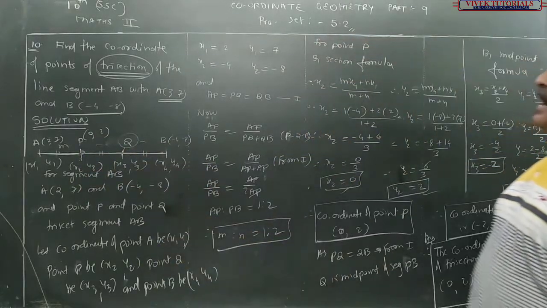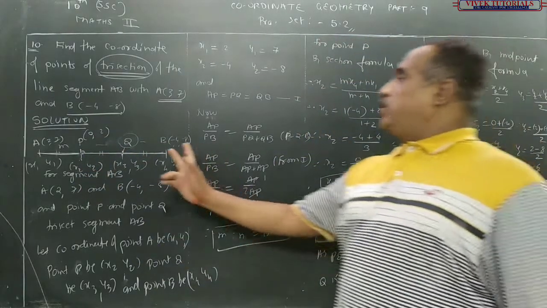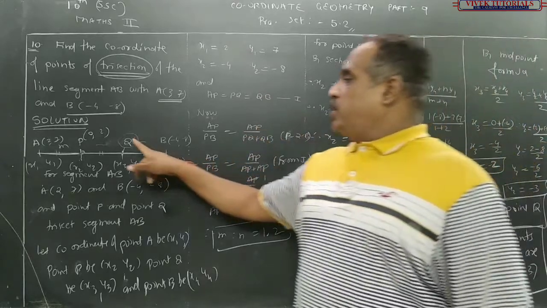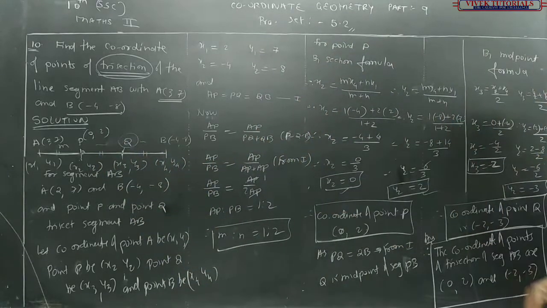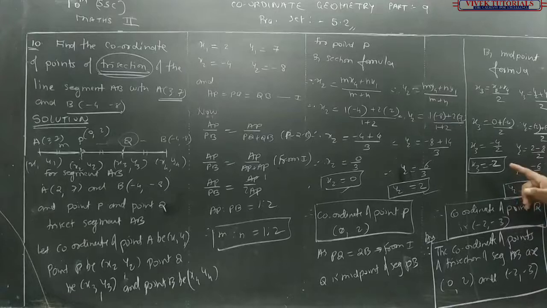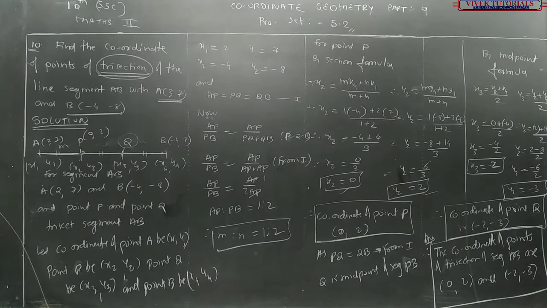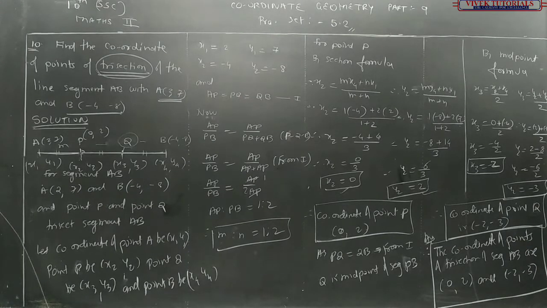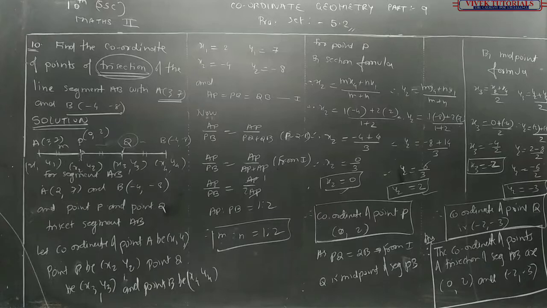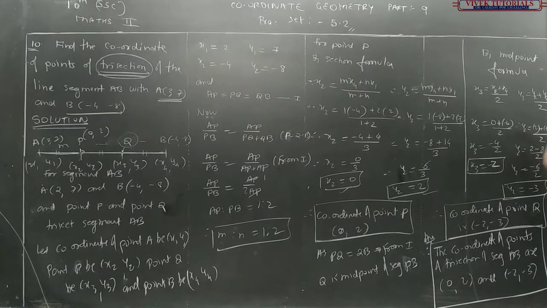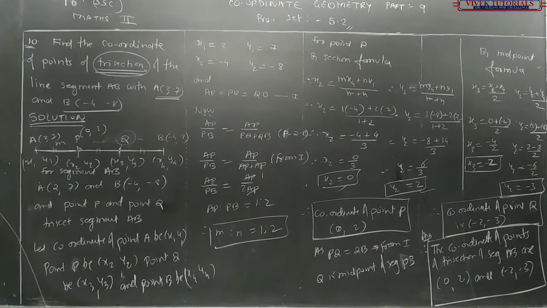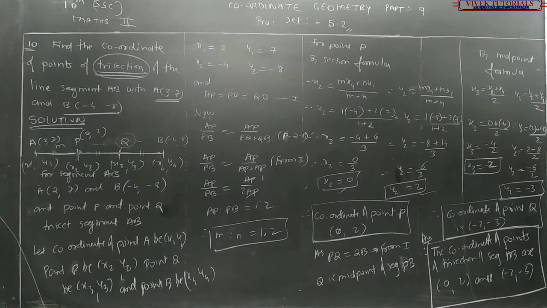To find Q, what do we do? I know that PQ is equal to QB from equation 1. Therefore Q is the midpoint. I can apply the midpoint formula and I got the answer for point Q also. And at last we are going to write 0, 2 and minus 2, minus 3 are the coordinates of the points which trisect the segment AB. First you understand it properly, pause the video and copy it down properly.